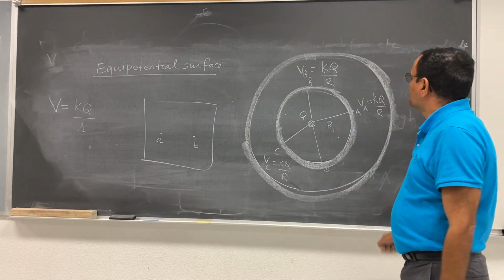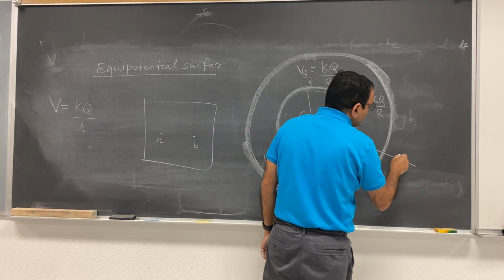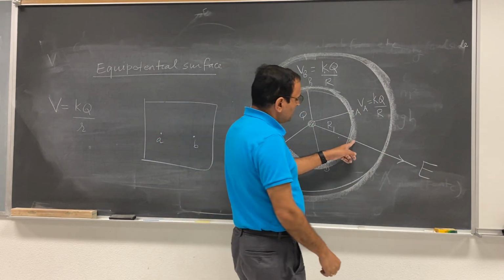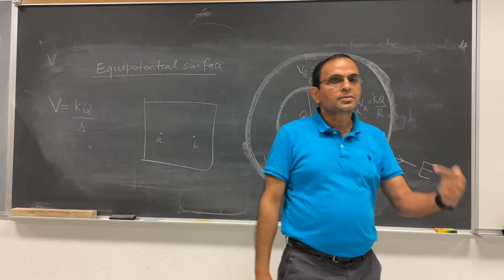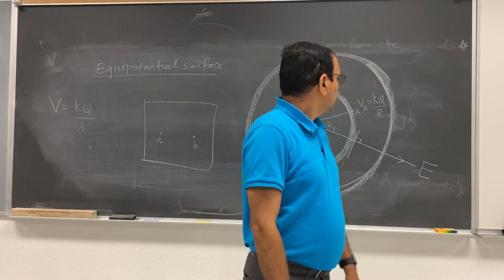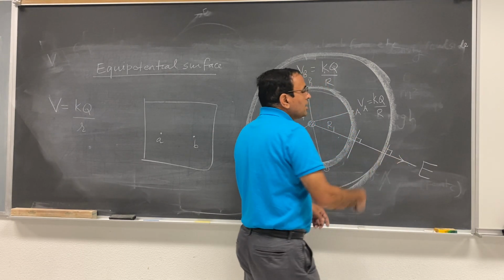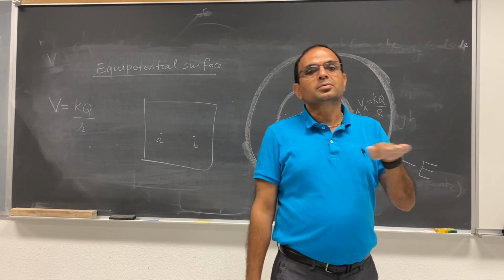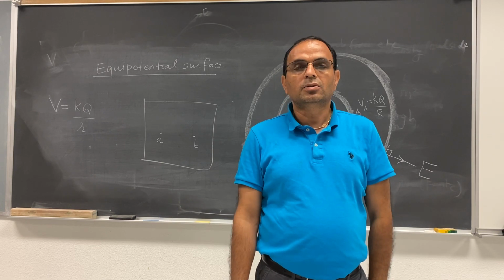And the second point is, this is the direction of the electric field E. Equipotential surface right here. If you draw the tangent here, this is 90 degrees. The equipotential surface and the electric field are always perpendicular. Same thing here also. If you draw the tangent line, the tangent line and the electric field are also perpendicular. So the electric field and the equipotential surface, or the electric field and the equipotential line, are perpendicular.